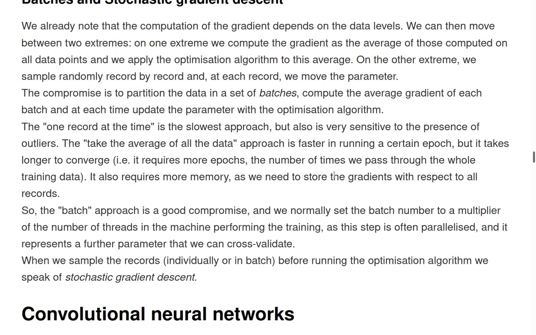One last note before we move to convolutional neural networks is that we already noticed that the gradients depend on the level of the data that we have. And we can have two different extremes. On one extreme, we compute the gradient as the average over all the data points. So we compute a gradient for all the data points, we average them, and we apply the optimization algorithm with this average gradient. On the other extreme, we sample randomly one record at a time, and we compute the gradient, and with that gradient we update the algorithm, and then we go with the next record.